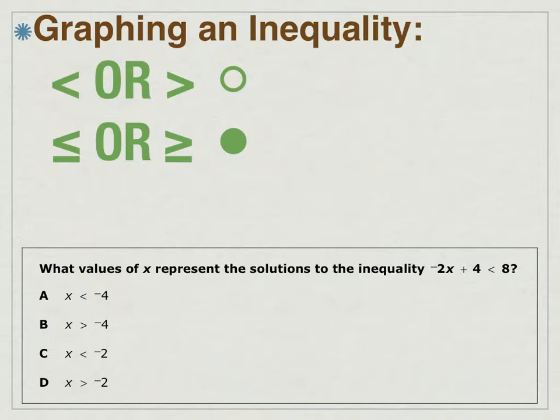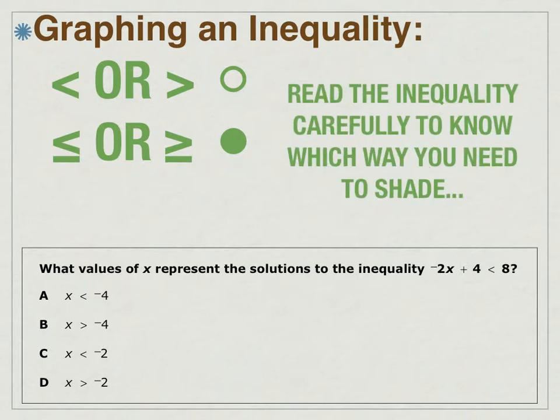It's going to be important that you read the inequality carefully to know which way you need to shade. So if you had something like x is less than 3, then you would have to shade the numbers that are less than 3 on the number line. If you had x is greater than, then you would shade the numbers that are greater than on the number line. So just read it carefully, read it with your variable first, and then you can figure out the correct way to shade it from there.